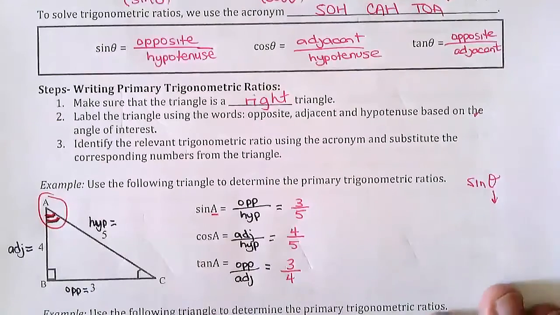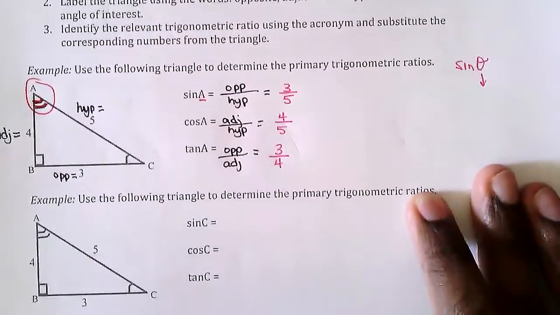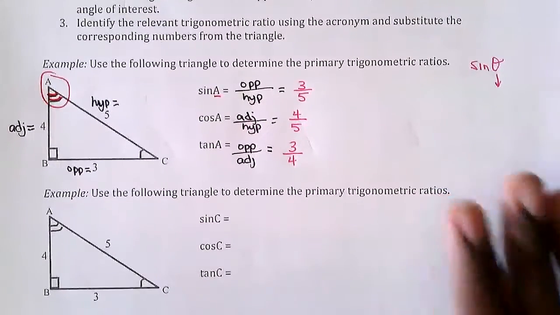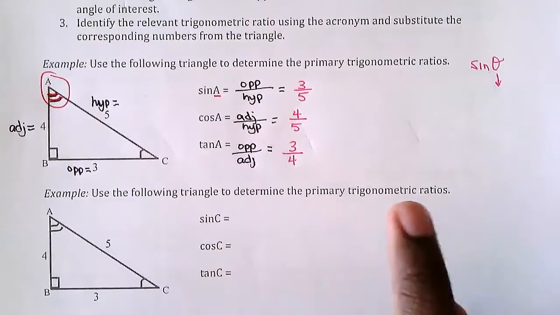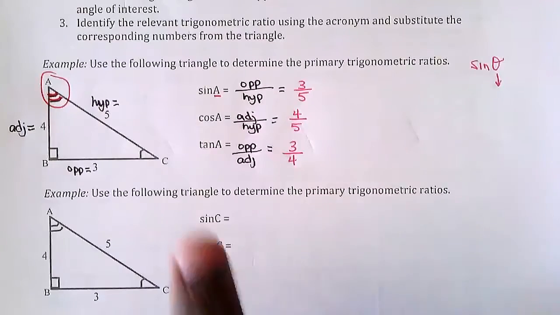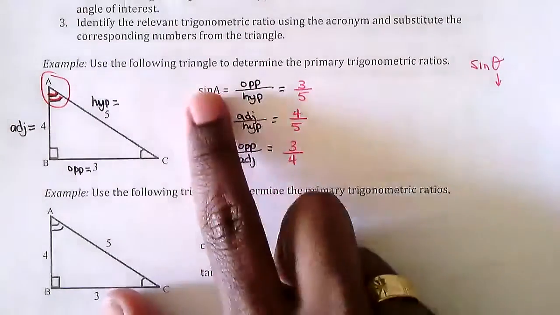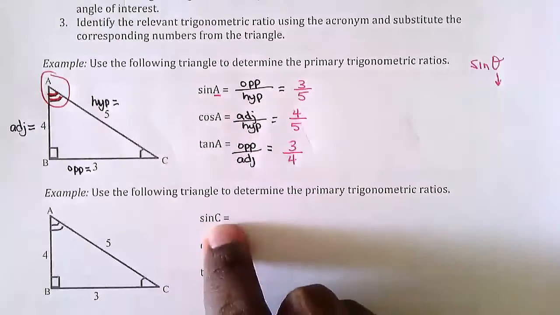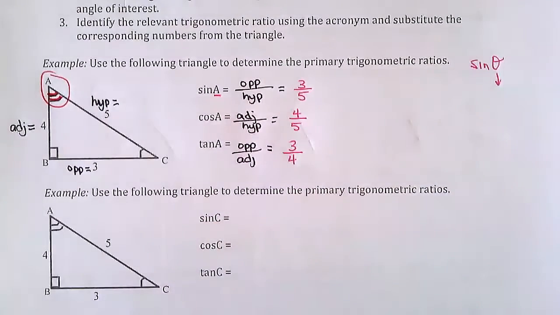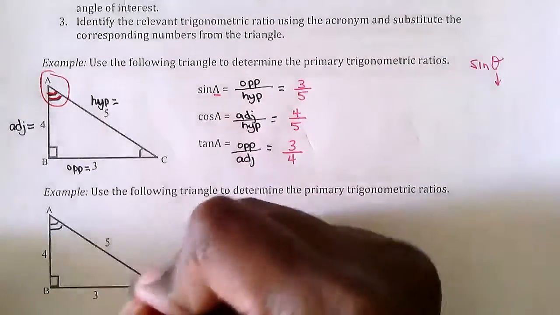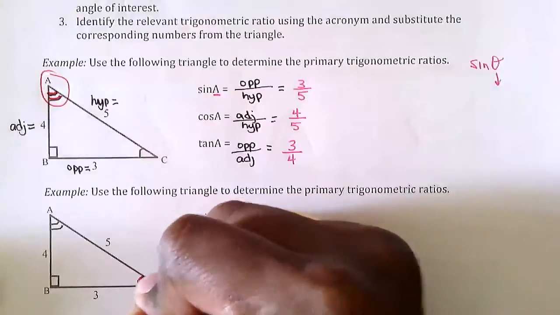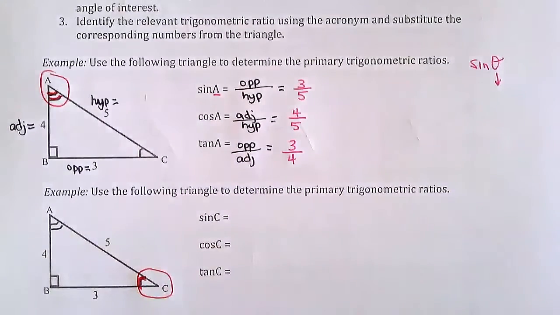Now we're going to do the same thing, but we're going to just change up our angle of interest here. So it says use the following triangle to determine the primary trigonometric ratios. The only thing that's changed here is we can see that instead of sine A, we have sine C. So C is our new angle of interest. Again, I'm going to just mark that in red so that I remember what my angle of interest is.